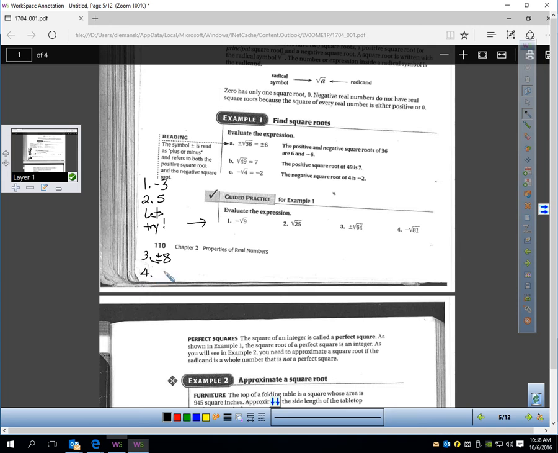And number 4, the square root of 81 is 9, and there's a negative in front of that radical, so we're going to put negative 9 for that. That's evaluating these expressions. Should be pretty basic stuff.